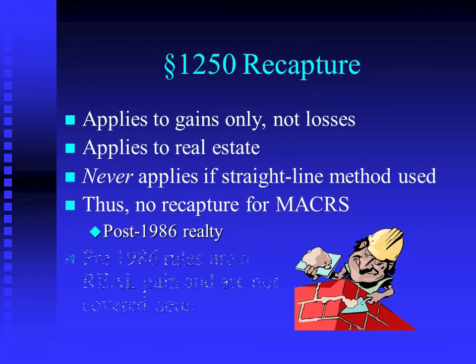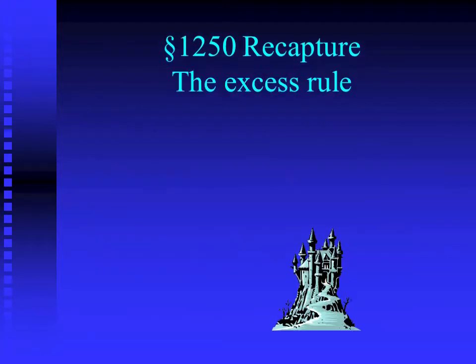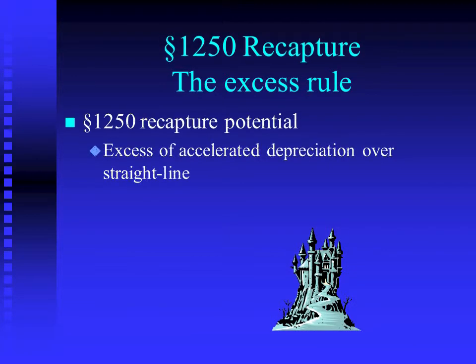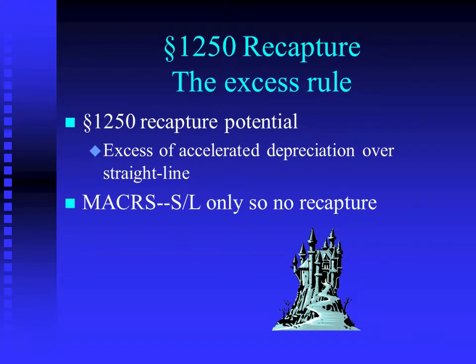So there's not a whole lot of 1250 recapture. So we're just going to use my simplified excess rule. The excess of accelerated depreciation over straight line, and I will give you both numbers. You just need to read carefully. You'll have all the information that you need. And remember that MACRS property is all straight line, so there'd be no 1250 recapture on a building you placed in service in 1987 or later years.